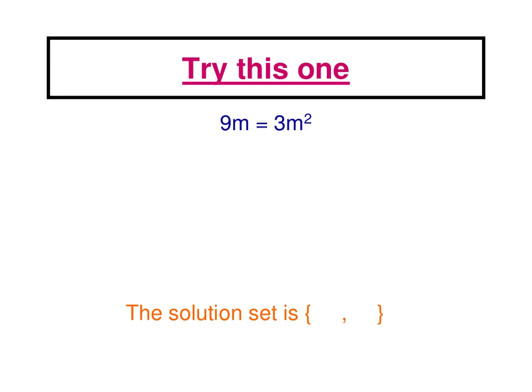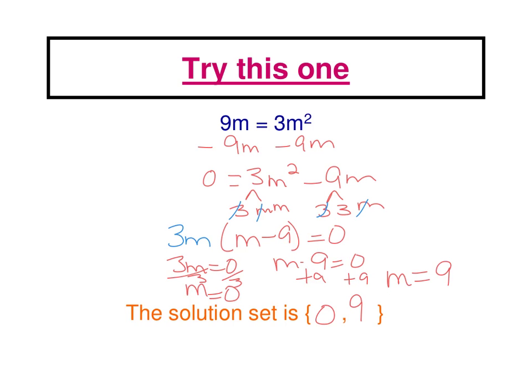Alright, here's one for you to try. You're doing the same thing. Get it equal to 0, factor it, then set each factor equal to 0 to get your solution. So pause the video now and give it a whirl. So my solutions to this problem were 0 and 9. Were yours? You can always plug your solutions into the original equation and see if they work to check.